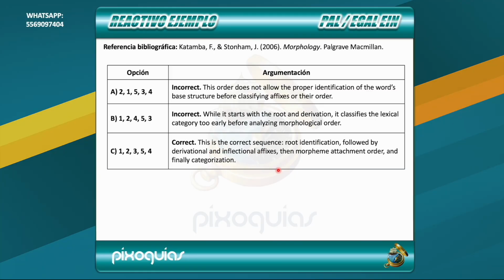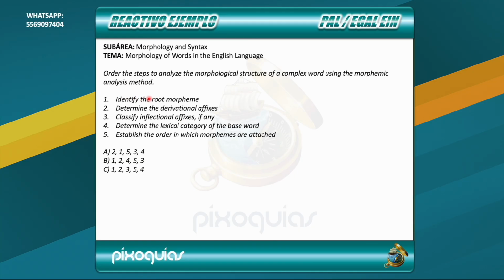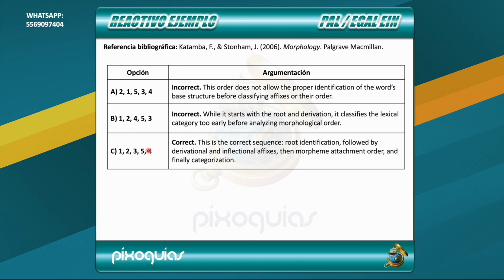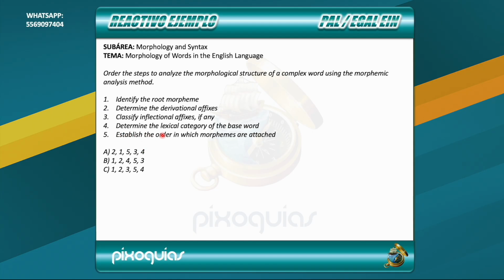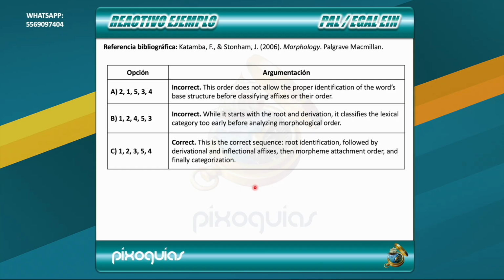Let's check it. Okay, it says that first is identify the root morpheme, that is 1. 2. Determine the derivational affixes. 3. Classify inflectional affixes, if any. 5. Like we can see here, establish the order in which morphemes are attached. And finally, 4. Determine the lexical category of the base word. This is the correct sequence: root identification, followed by the derivational and inflectional affixes, then morpheme attachment order, and finally categorization.